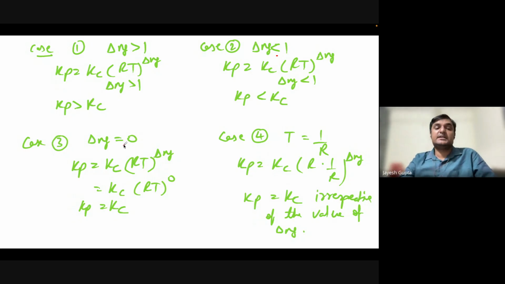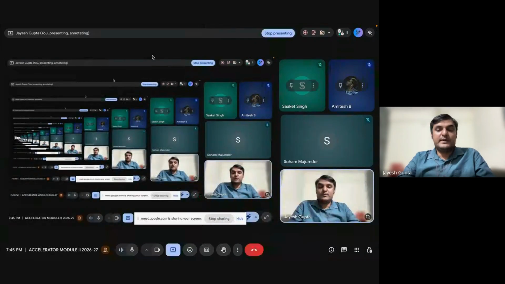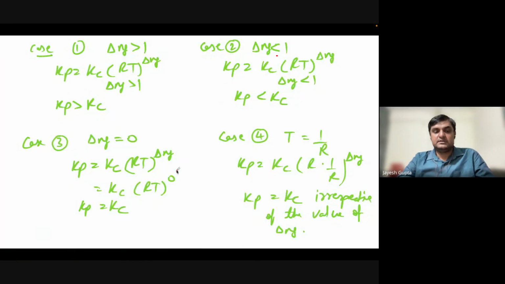In case 3, temperature can be anything. If delta Ng is 0, then Kp equal to Kc. And when delta Ng is greater than 1, Kp will be greater than Kc. When delta Ng is less than 1, Kp is less than Kc. So I'm giving you 2 minutes, you can write this one. And if you have any doubt, please ask me.